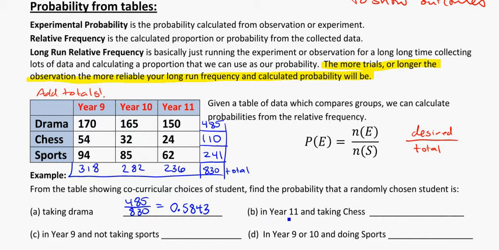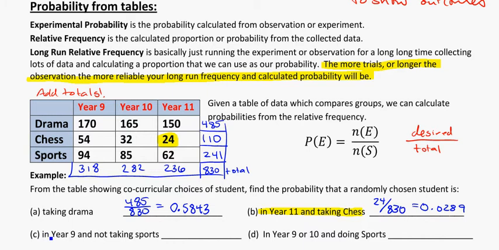Part B: we're looking for a random student who is in year 11 and taking chess. So I need to look at which of these students is both in year 11 and taking chess. I can see here that there are 24 students taking chess that are in year 11. So that's 24 out of the 830 total, because I don't know for sure whether they are in year 11 or that they're taking chess. I just know that I want one student who's both in year 11 and doing chess. And 24 divided by 830 gets us 0.0289, roughly.